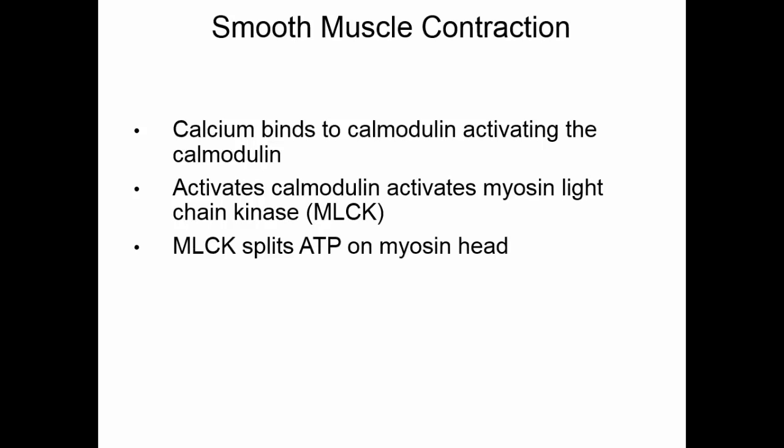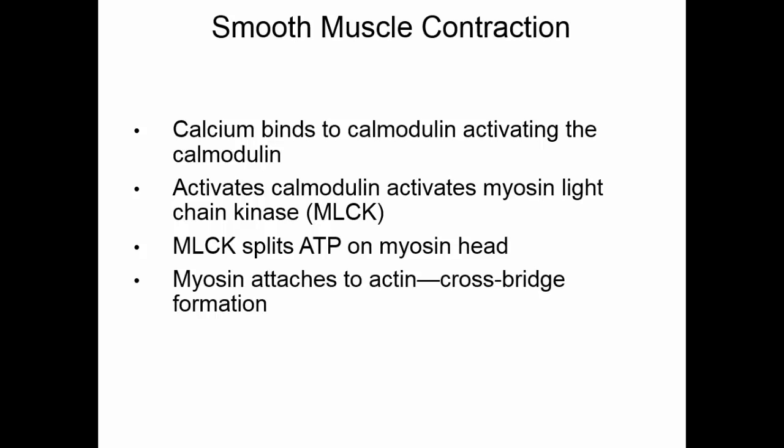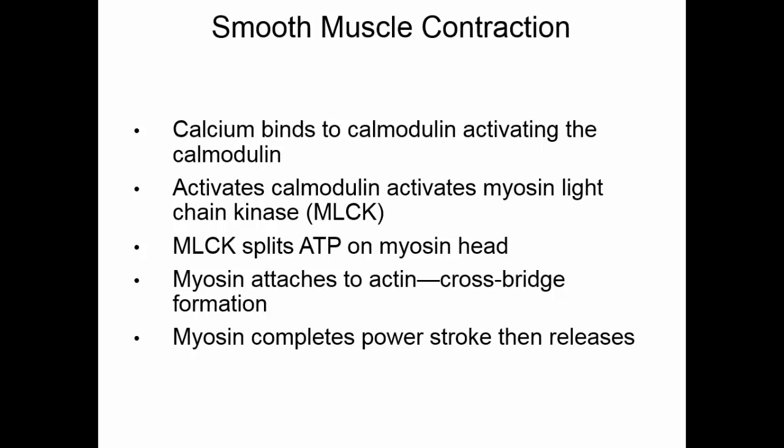ATP is on the myosin head, but it hasn't been split. This means the myosin head isn't in its cocked position. Myosin light chain kinase is necessary to split the ATP on the myosin head so that the myosin head can cock and then attach to the actin. Once we have the cross bridge formation, the filaments will slide. The myosin completes its power stroke and then it releases.